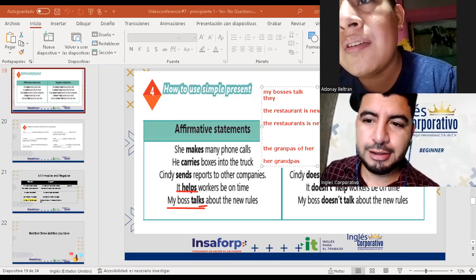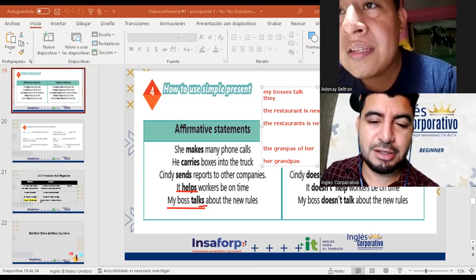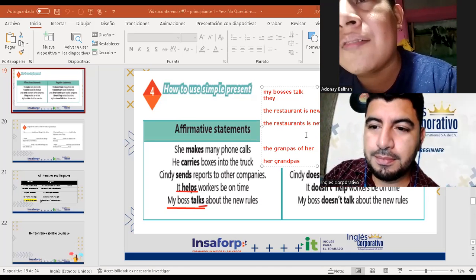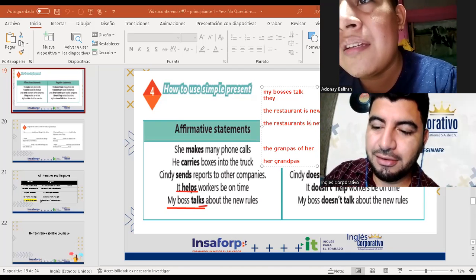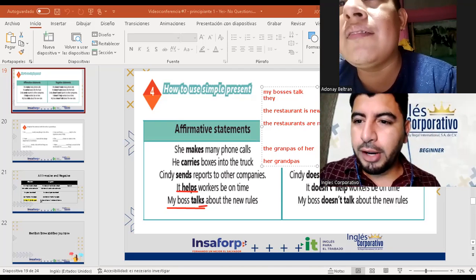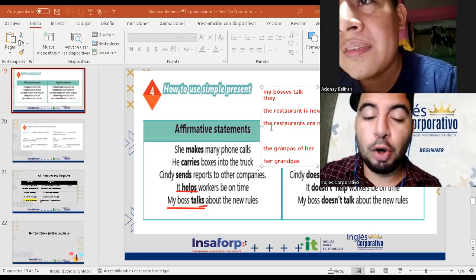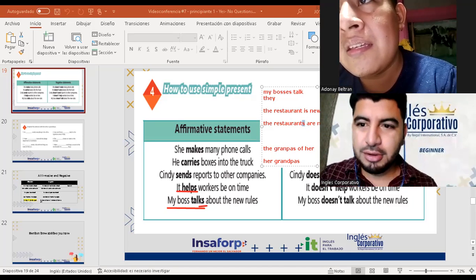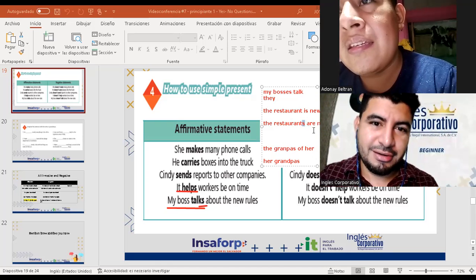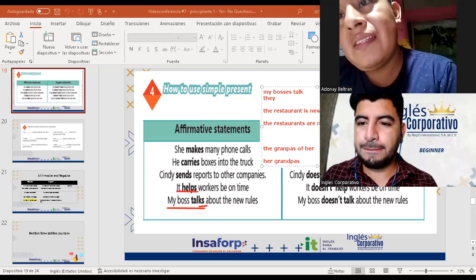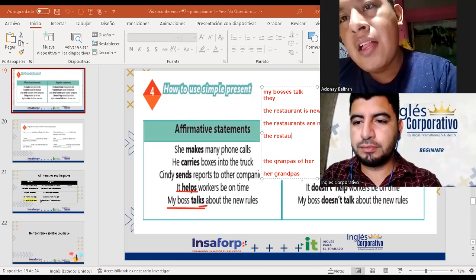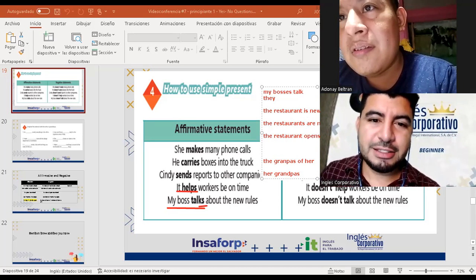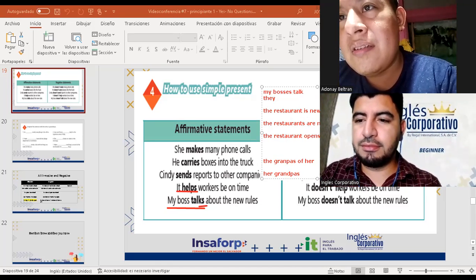Mira este otro ejemplo. ¿Consideras que las dos oraciones están correctas? The restaurant is new. The restaurants are new. No necesariamente they. La clave es aquí. Aquí dice: el restaurante es nuevo. Aquí: los restaurantes son nuevos. Ya viste que esta S me cambió la oración. Ya le puse are. Ahora: the restaurant opens early. El restaurante abre temprano.